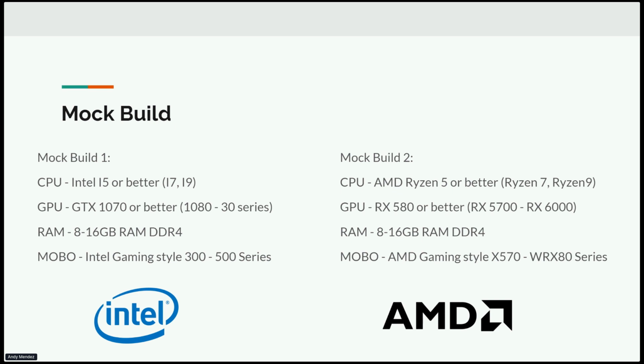GPU, RX 580 or better. The 580, I do believe, is equivalent to the 1070, and then your 5700 and 6000 is going to be equivalent to like the 1080 and your 30 series cards right now. And then your RAM, again, 8 to 16 gig, AMD compatible with DDR4. And then the motherboard, I always say AMD gaming style, you could go from the X570 to the WRX80 series, and that's about equivalent to the 300 to 500 series for the Intel.